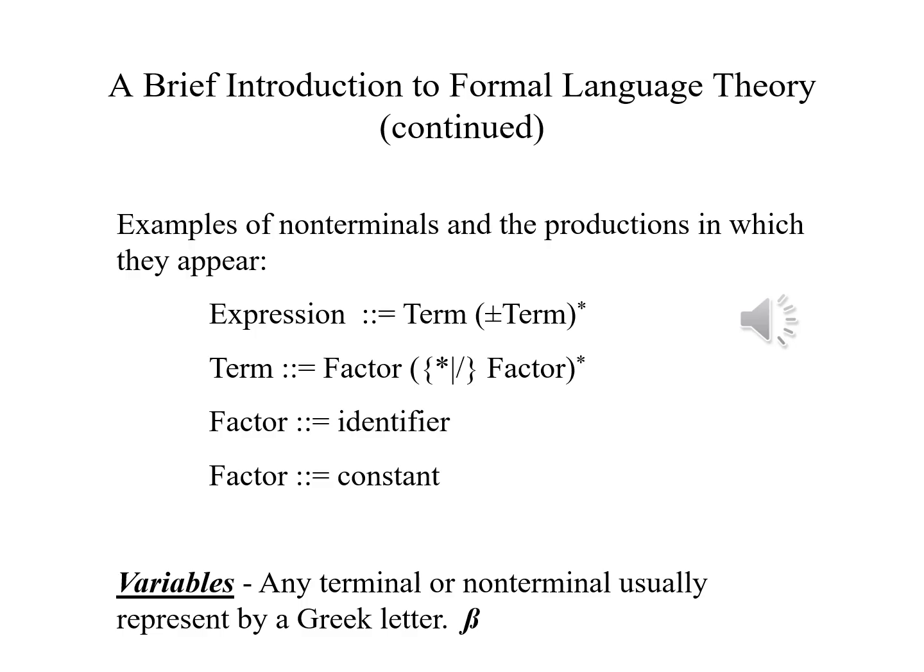The grammar that you see here is for basic expressions. An expression will be comprised of a term, followed by 0 or more occurrences of a plus or minus sign, followed by another term. A term is comprised of a factor, and then 0 or more occurrences of either an asterisk for multiplication or a slash for division, and an additional factor. Factors can either be an identifier or a constant. Variables, which can be either a terminal or non-terminal, are usually represented by a Greek letter. For example, in this case, beta.